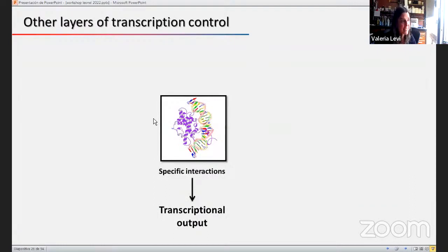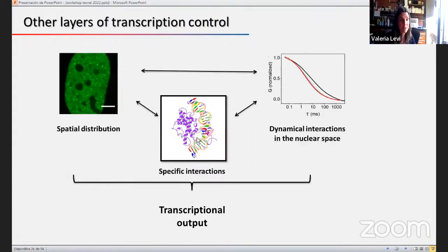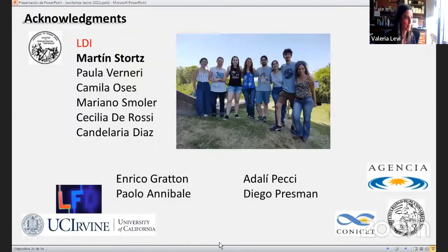So the final idea of my talk is that whenever we think about transcriptional output, we focus on the specific interactions between the transcription factor, for example, and the target on the DNA. We now know that both dynamical interactions in the whole nuclear space and the heterogeneous spatial distribution of molecules affect this interaction, and consequently, it modifies the transcriptional output. And I think I am done.